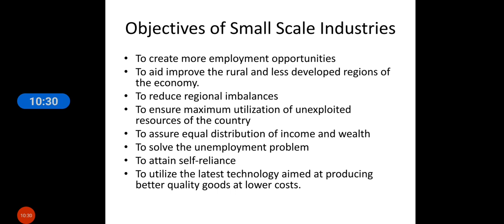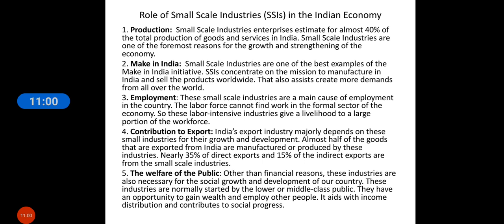They ensure maximum utilization of the unexploited resources of the country, and assure equal distribution of income and wealth. To solve the unemployment problem also, to attain self-reliance, and to utilize the latest technology aimed at producing better quality goods at lower cost. All these are the basic objectives of the small scale industries. The role of small scale industry in Indian economy.